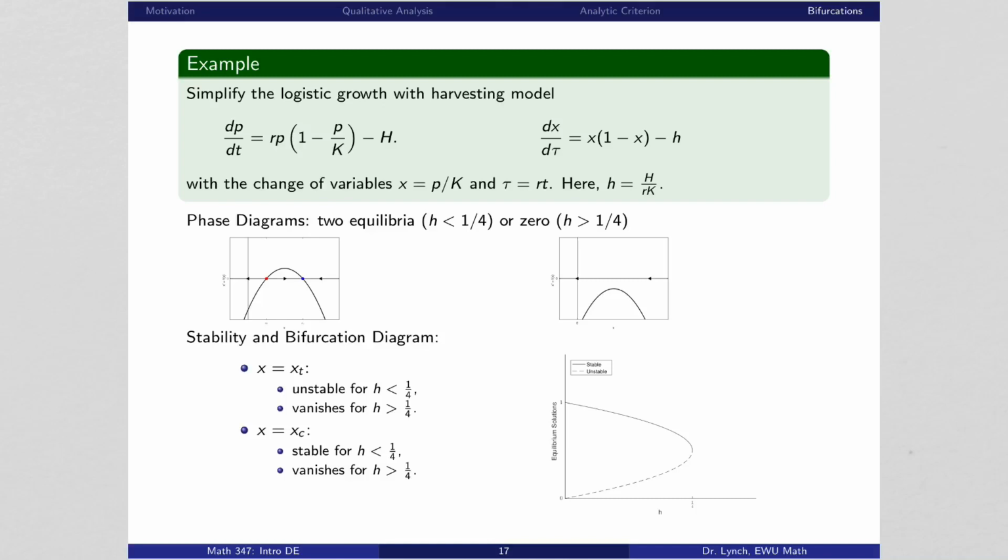Now, it turns out that the bifurcation at h equals 1/4 is the same as the bifurcation we had before, where the bifurcation we had before was capital H equals rK over 4. So here we've been able to combine the different parameters of the model into a single variable, where we can see that increasing capital H has the same effect as either decreasing little r or decreasing capital K.